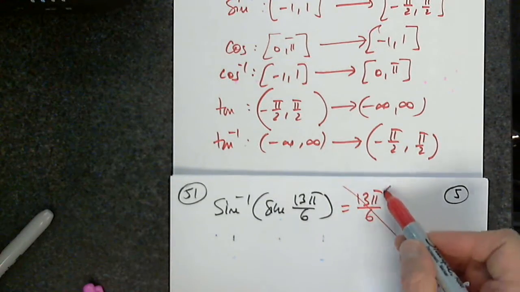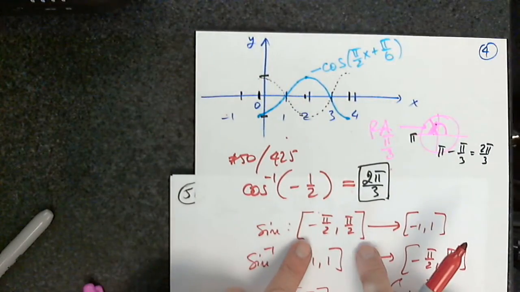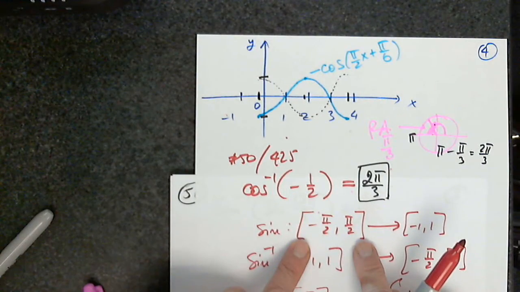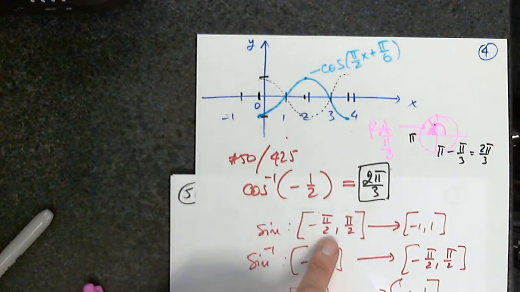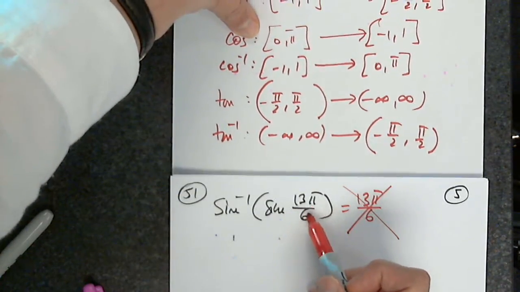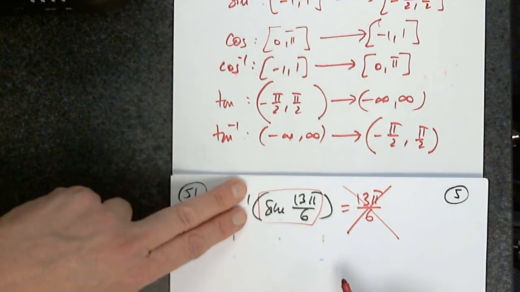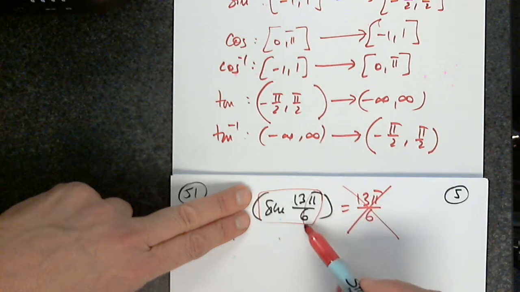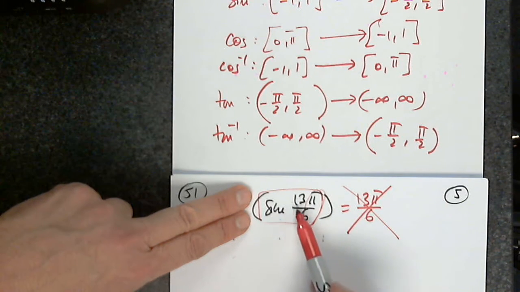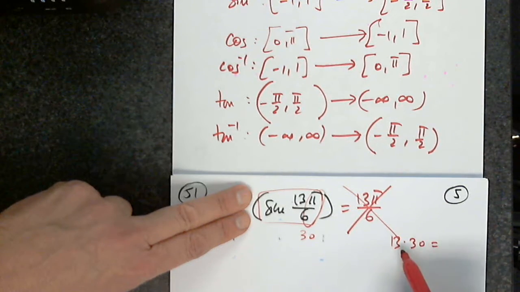The answer would be incorrect, because 13 pi over 6 is not an angle between negative pi over 2 and pi over 2. So I have to find this sine first. I cannot use the property of inverse functions. So 13 times 30 is 390, right? 13 times 30 degrees is 390.